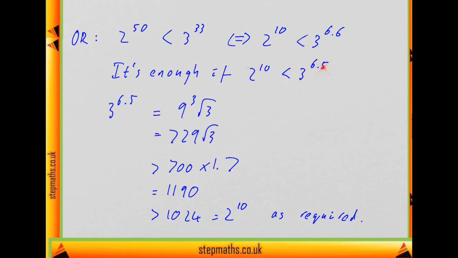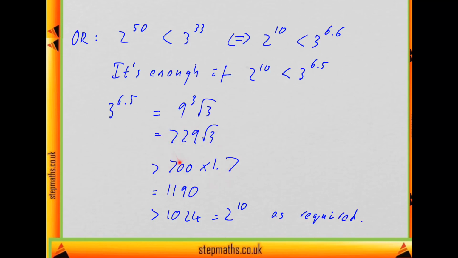And why is this good? Well, because the 0.5 is basically a root 3, so this is 3 to the 6 times root 3. Or 9 cubed times root 3, and I know 9 cubed, so it's easy to work out, so 729 root 3. And I know roughly the size of this. I know at least it's bigger than 1.7. This is bigger than 700.